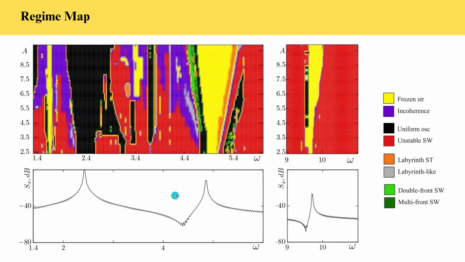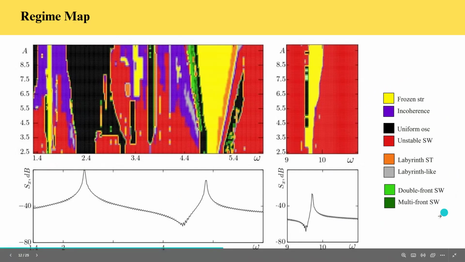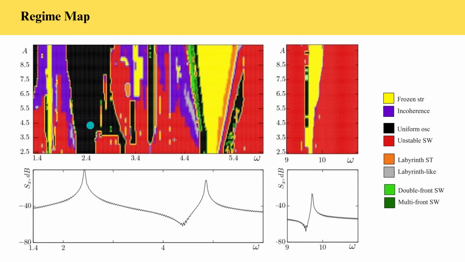Our focus is on strong external forces, where the impulse amplitude exceeds the network's natural oscillation amplitude. These are the spatiotemporal patterns that emerge as a result of the numerical computation. And you can see that the unstable spiral wave regime is the most extensive region in the map.